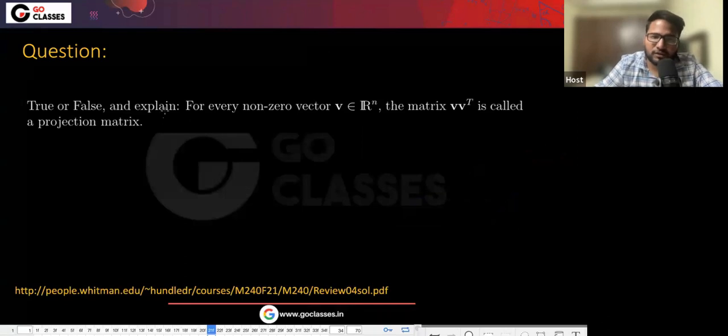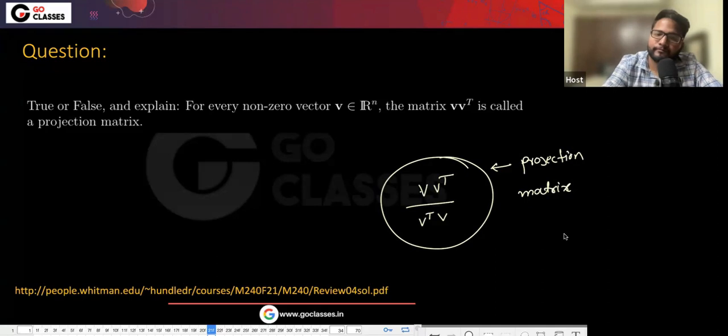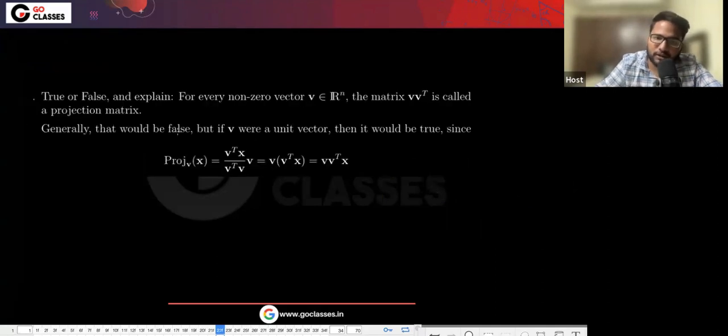Okay. Let's see this question. For every non-zero vector V, the matrix VV transpose is called the projection matrix. Is this true or false? This is false, right? VV transpose upon V transpose V is the projection matrix. So in general this will be false. Okay. But if it is a unit vector, then it is true. Okay. In general, it is false.